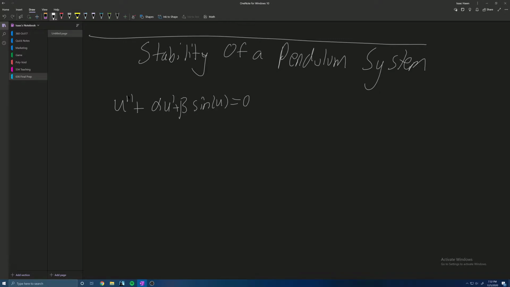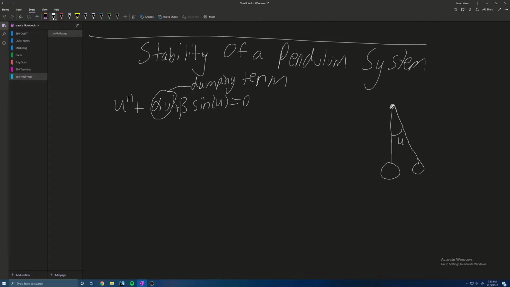So imagine if you had a pendulum here. That's what it looks like in its stable resting position. If you started the pendulum like here, this angle would be u. That's your initial angle. And by the way, this term right here, the alpha u prime, that's the damping term. If you didn't have that, it wouldn't be damped. It would mathematically go on forever.